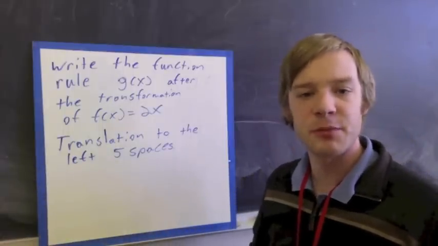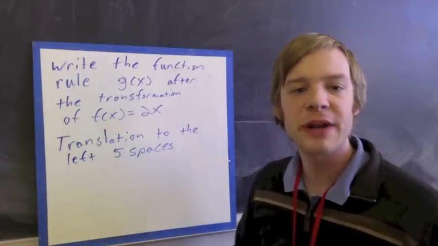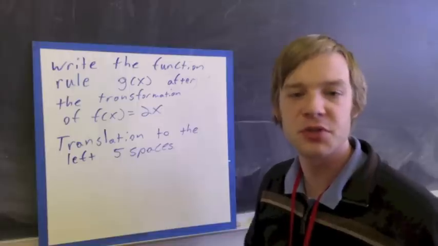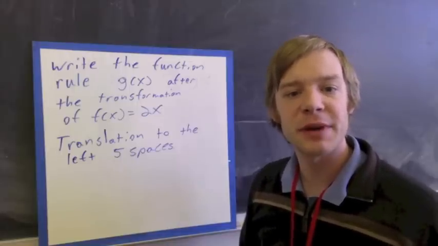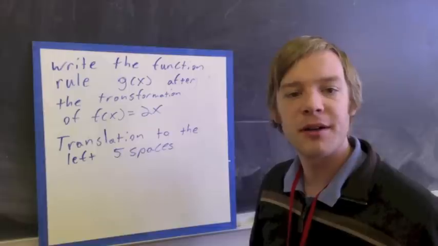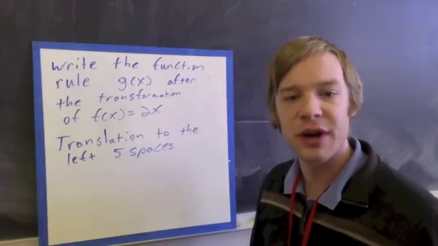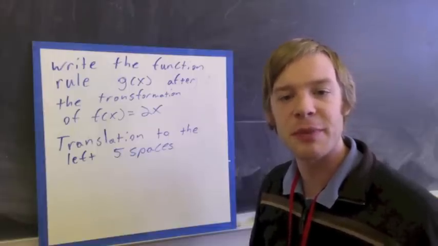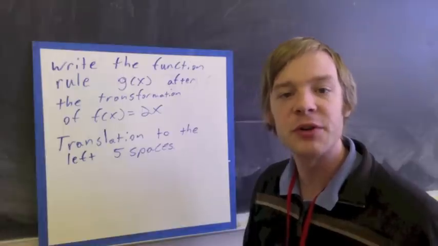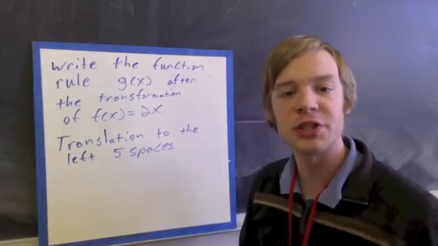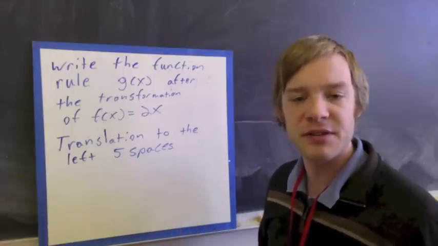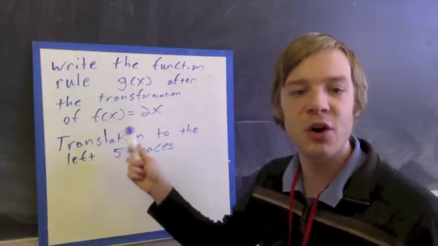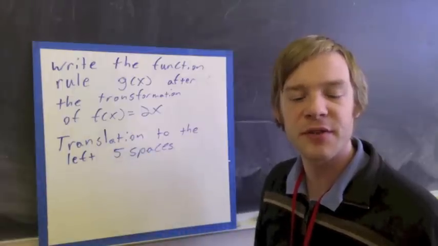So here for an example problem, we're asked to write the function rule g of x. So g of x is just the name of a new function after the transformation of f of x equals 2x. So f of x equals 2x is our parent function, and we want to get a new function that we're going to call g of x. And we're told to translate to the left 5 spaces. So we need to translate our original function right here to the left 5 spaces.